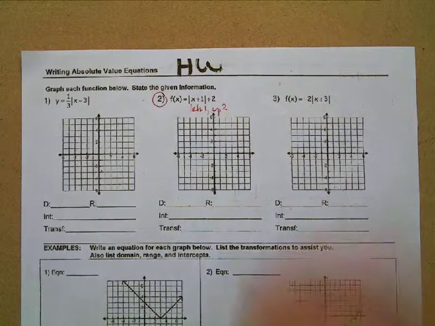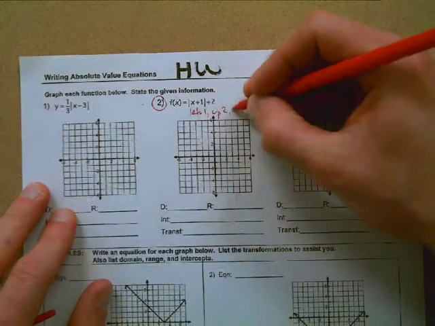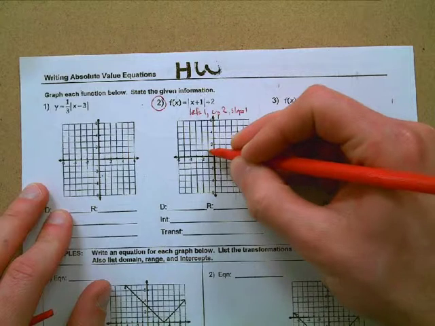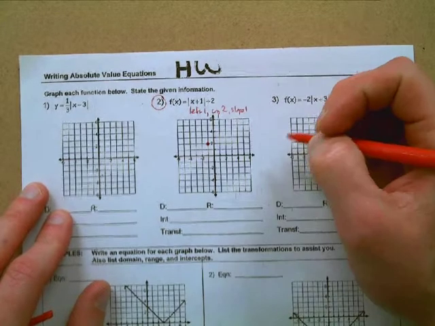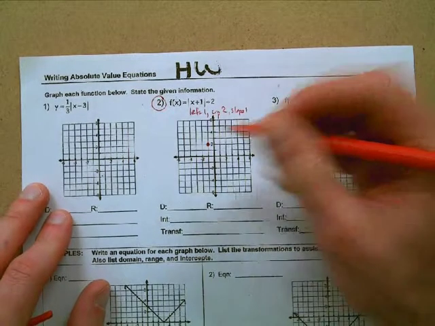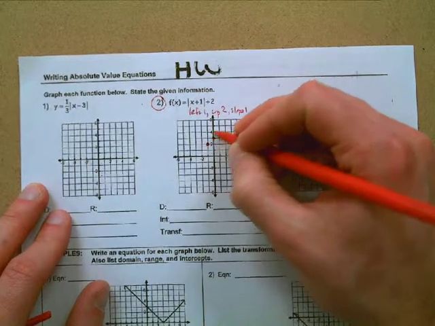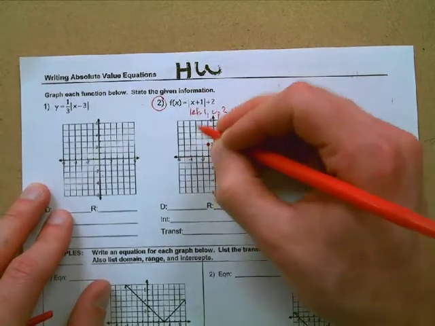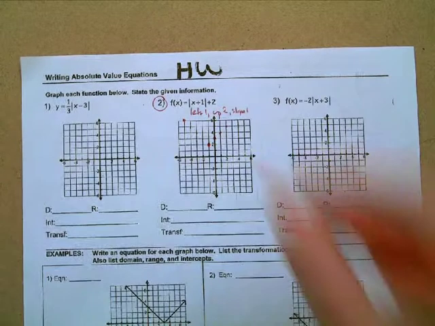The slope, we'll assume it's a 1, so the slope is 1. Okay, so left 1, up 2, there's my new vertex, right there. And I'll count my slope: up 1, right 1, up 1, right 1, up 1, right 1, up 1, right 1, and then the other way too, up 1, left 1, up 1, left 1, and we'll connect the dots.